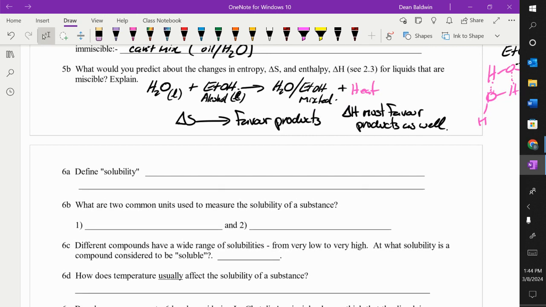All right, solubility. Again, I apologize for just talking this whole time. What do you think? If I said the solubility of something is 5 grams per liter. Okay, so solubility is how much you can dissolve in a certain volume. In other words, it's the concentration of the solute when the solution is saturated.